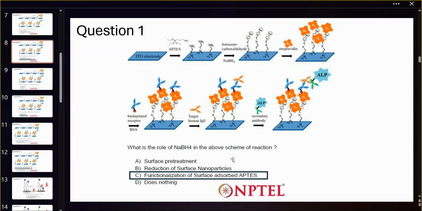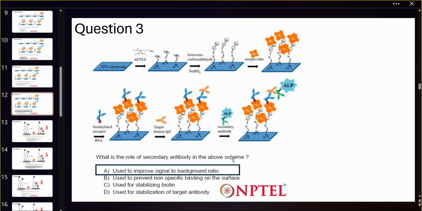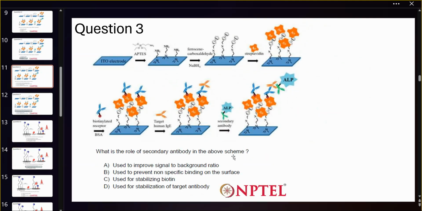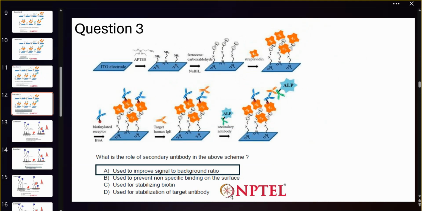Then the third question: what is the role of the secondary antibody? As I said, it is labeled with ALP so that it will take part in the redox reaction, and that is its function, to improve the signal to background ratio.